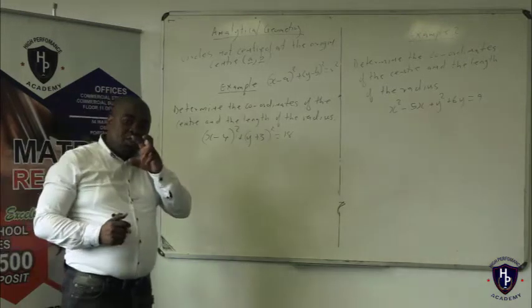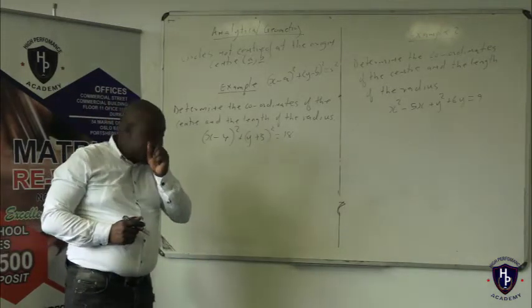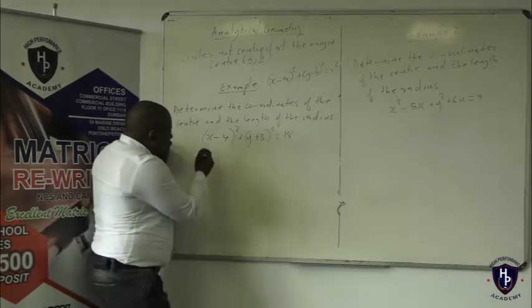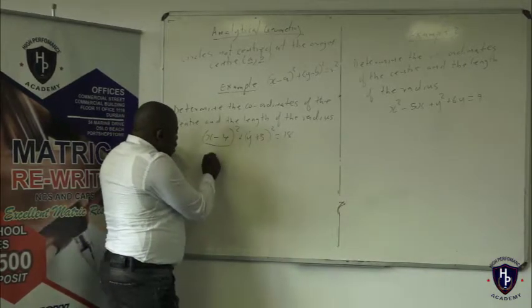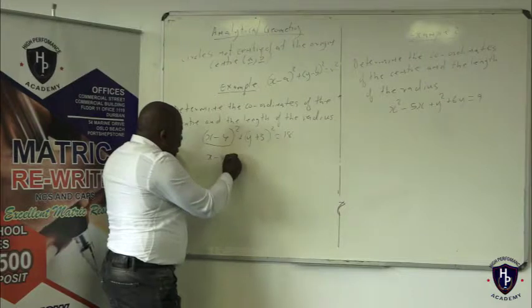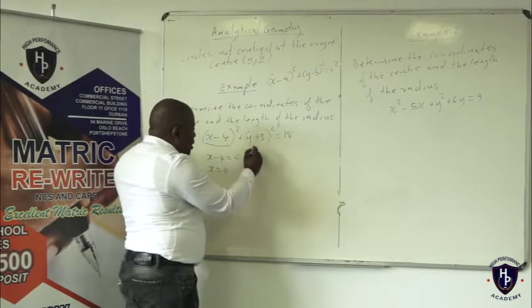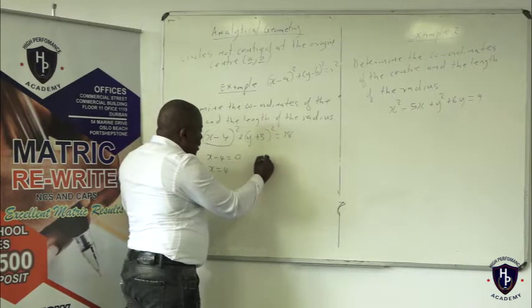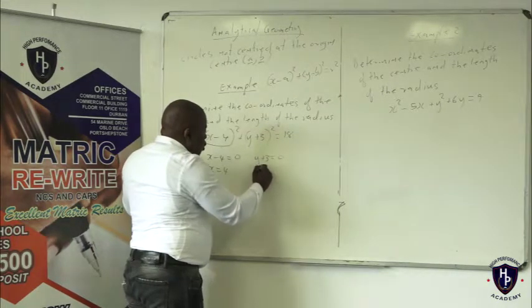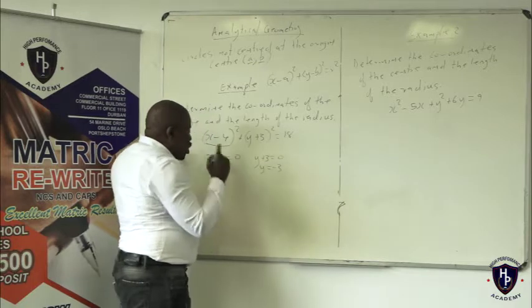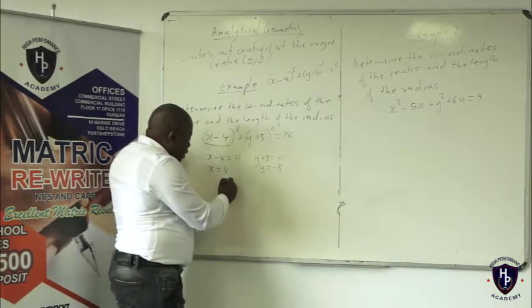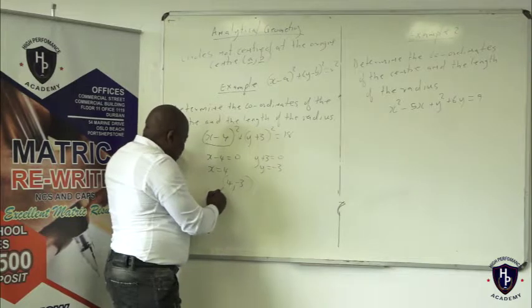For the coordinate of the center, for the x value expression of the center, we're going to equate this to 0. We're going to say x minus 4 equal to 0, and solve for x, x is equal to 4. And equate this to 0 as well. So y plus 3 equal to 0, y equal to minus 3. So the coordinate of the center is going to be (4, minus 3). These are the coordinates of the center.